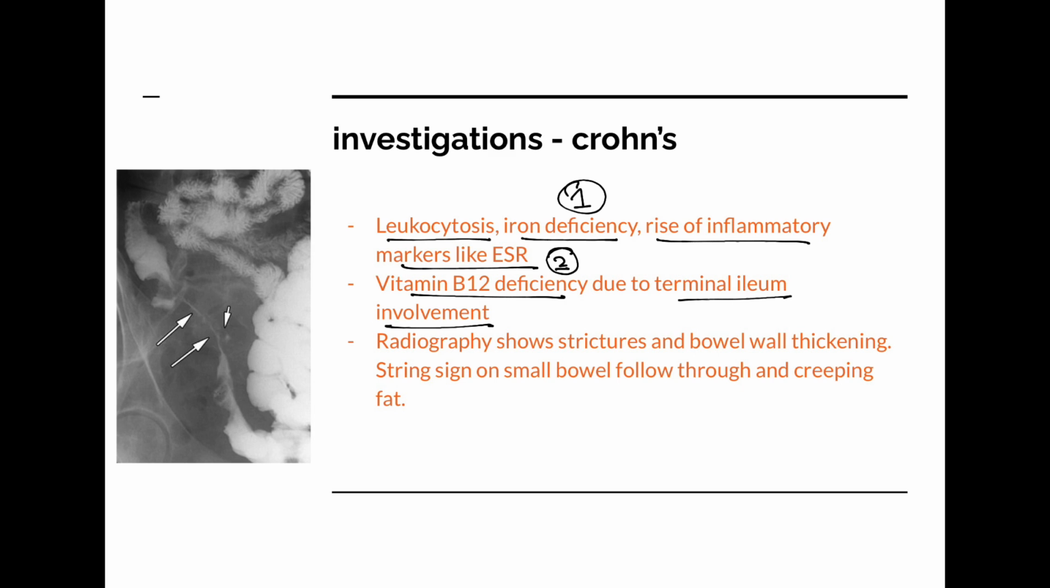On radiography, you can see strictures and bowel wall thickening. The picture on the left is a fluoroscopy, where you ask the patient to swallow a contrast material, then you wait 3 to 4 minutes and then take an abdominal X-ray. You can see the string sign, which is a very common sign in Crohn's disease. Another sign you see on the CT scan is creeping fat, which is when the inflammation of the bowel involves the fat around the bowel wall.